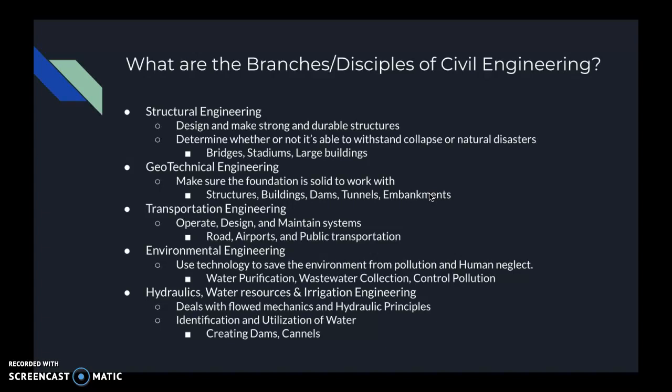Hydraulics, water resources, and irrigation engineering deals with flow mechanics and hydraulic principles. It also uses identification and utilization of water. Some examples are creating dams and canals.